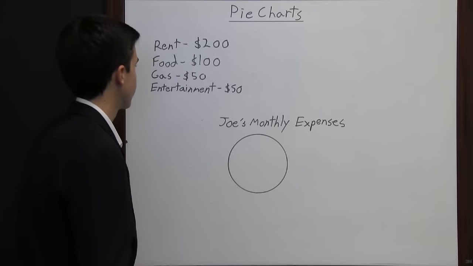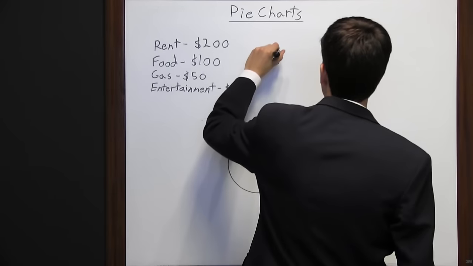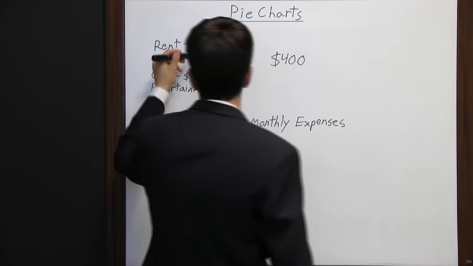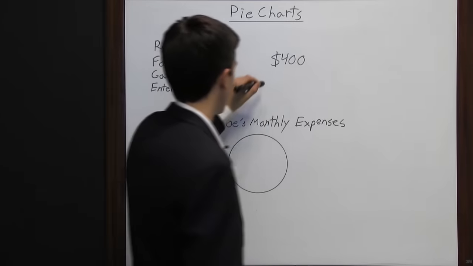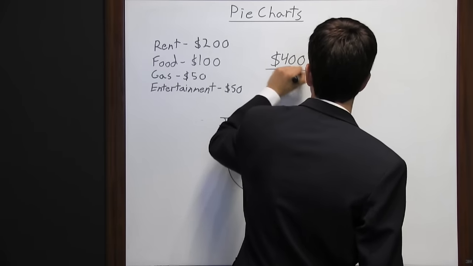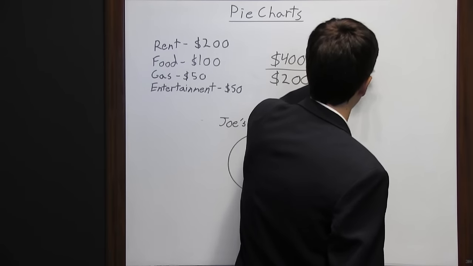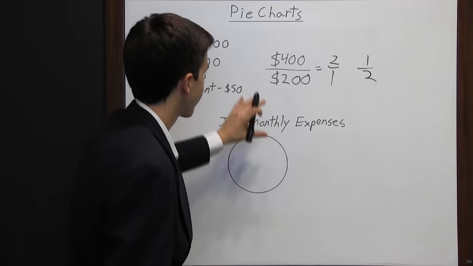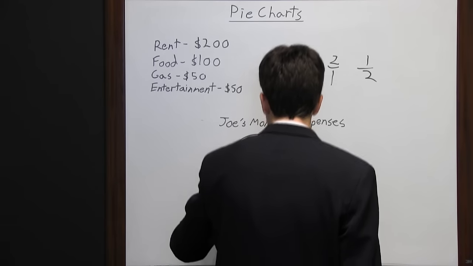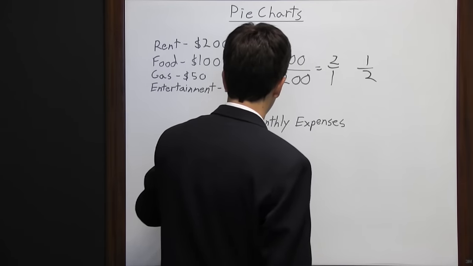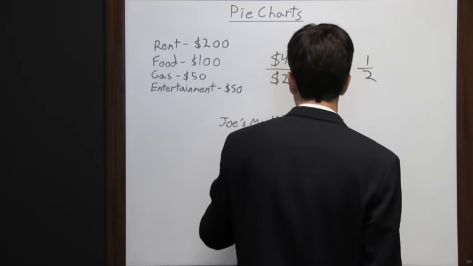So now we first need to understand how much money total is being spent. So here it's $400 total. 200 plus 100 plus 50 plus 50 is 400. So we see here rent is $200. So if rent is 200, then we can reduce this down to 2 over 1, or flip it over. So the important thing is that you realize that 200 is 1 half of 400. So if we draw a line right here, we realize that rent is half, or 50% of all of Joe's expenses. Well, food is $100, so that's a quarter of it.